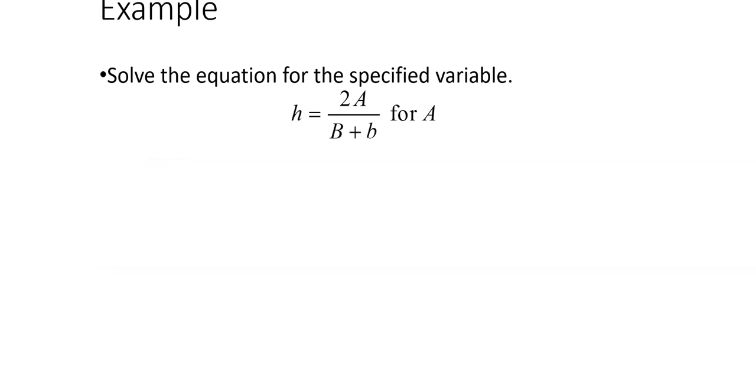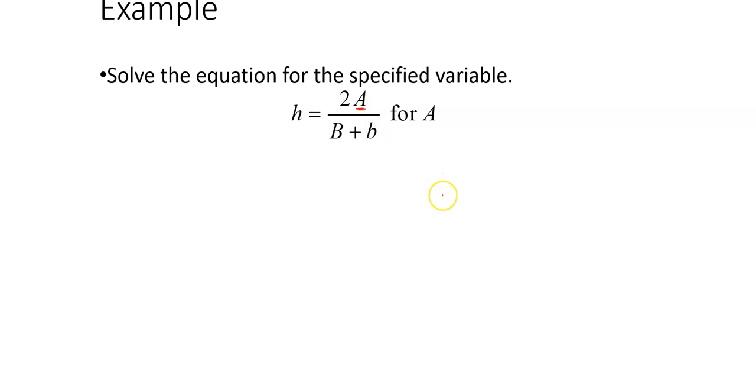All right, look at this one. This is another geometry formula. Well, I won't tell you, we'll figure it out in a second. It says h equals 2a over capital B plus lowercase b, and I want to solve for a. So I've got to work my way backwards until I get this a all by itself.